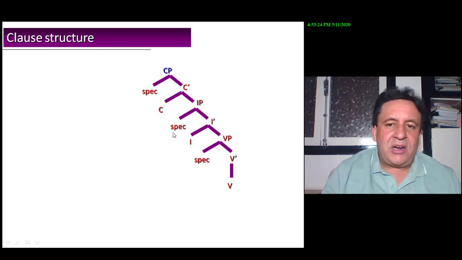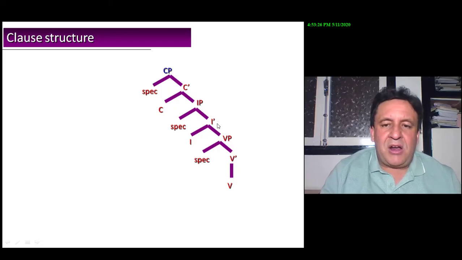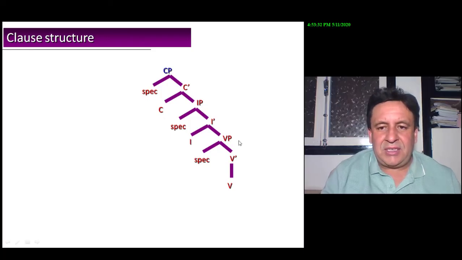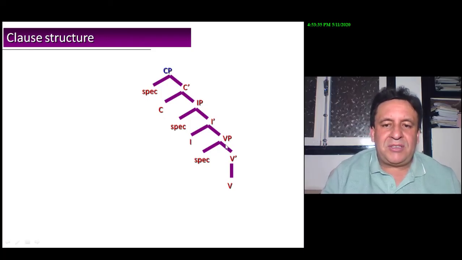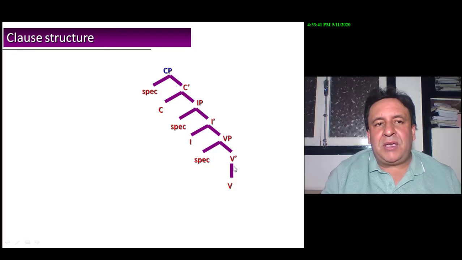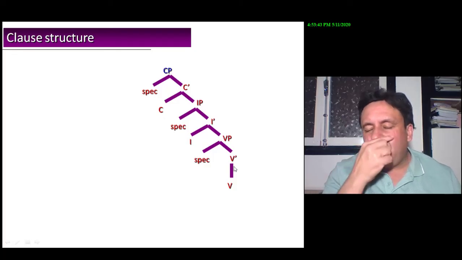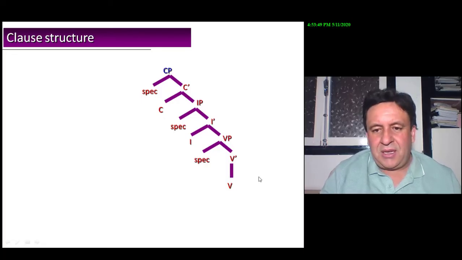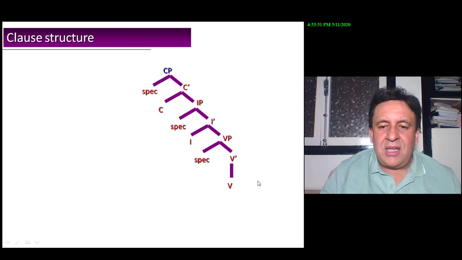Again, specifier, I bar, I, which is the auxiliary. The complement of the auxiliary, or the I, the inflection, is VP. VP branches out into a specifier, which is the subject position, and V bar. In our case, the verb come itself is intransitive, but otherwise the V bar would branch out into V and NP, which would be the complement of the verb.